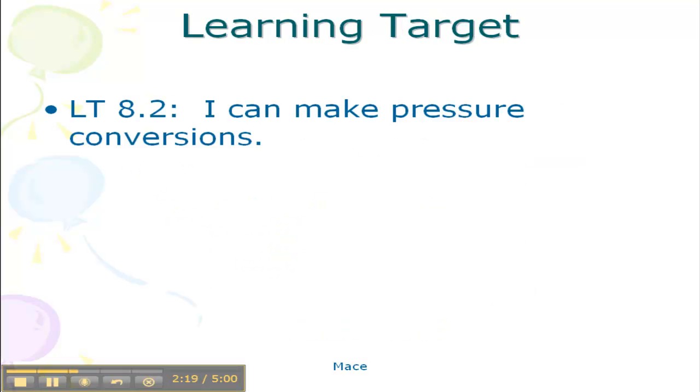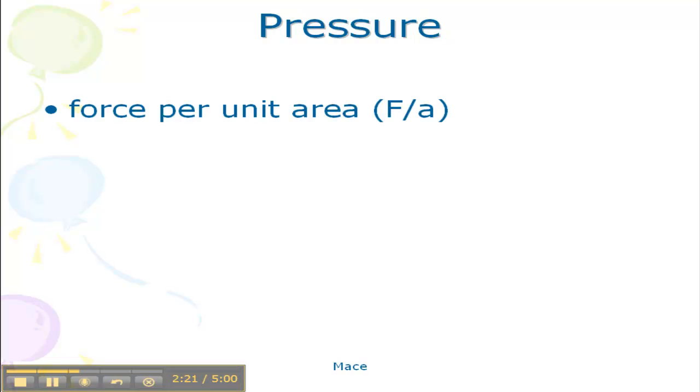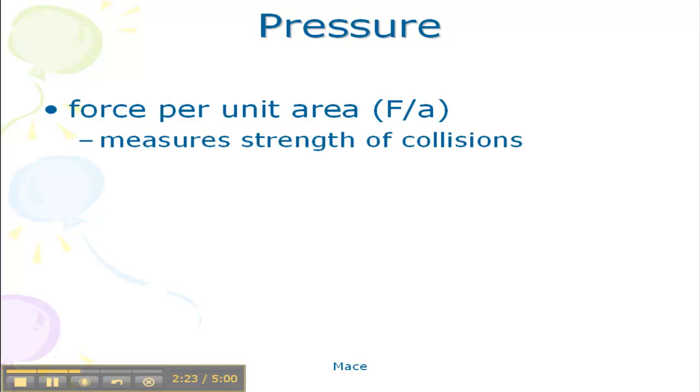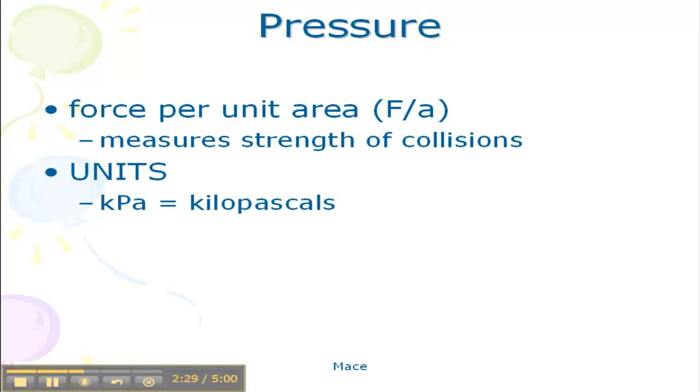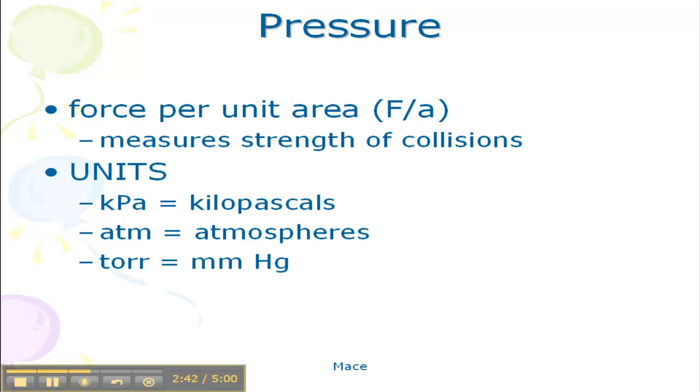Okay, so our learning target: we're going to make pressure conversions. Remember that force is the strength of the collisions. Now units are different for pressure. Kilopascals, we use kPa, little k for kilo, and Pa for pascals. Atmospheres is probably the most common. We use atm to abbreviate that. Torr is the same as millimeters of mercury.